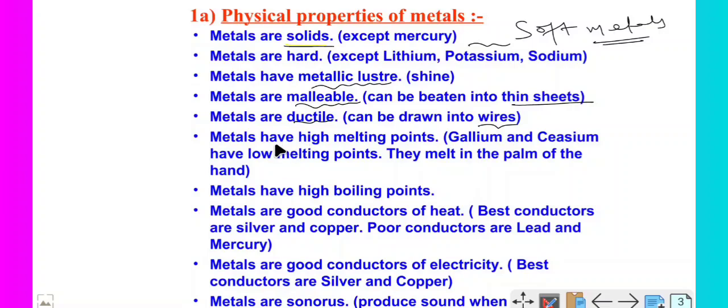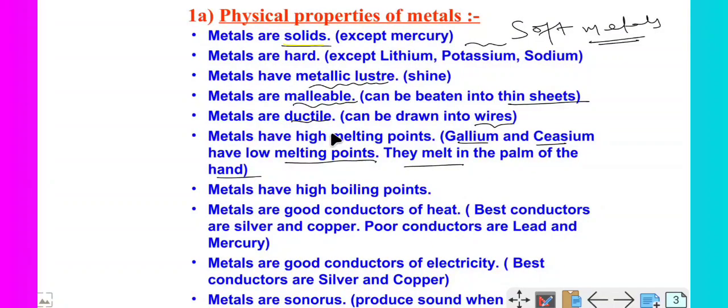Next, metals have a high melting point. Gallium and cesium have low melting points; they melt in the palm of the hand. So you have to remember that metals have a high melting point. Why do metals have a high melting point?